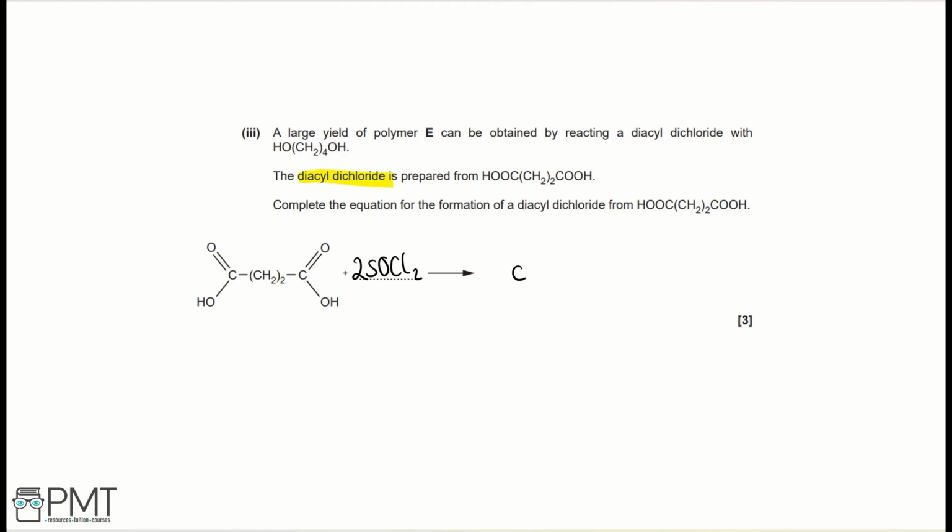So an acyl chloride has a double bond carbon and then a Cl. So what happens when you go from a carboxylic acid to an acyl chloride is the OH is replaced with a Cl or a chlorine. But the rest of the structure stays the same. So you have your CH2, 2, and then again your second bit to make it the diacyl dichloride. You need to replace your other OH with a chlorine.